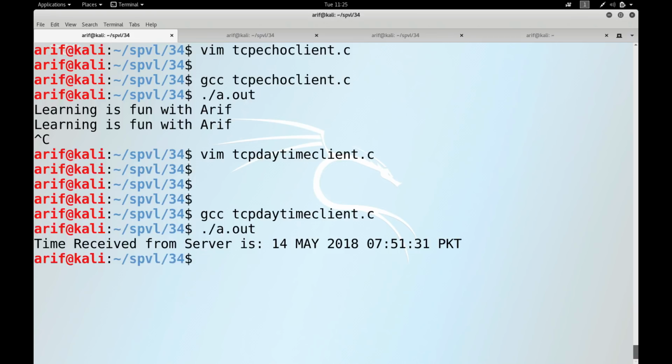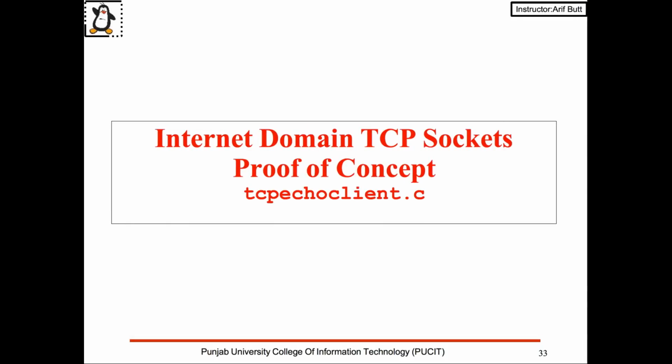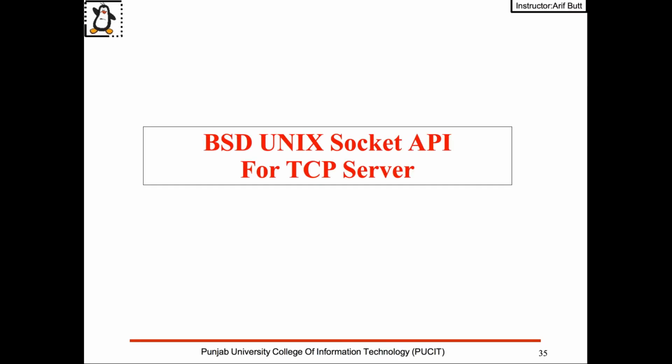Okay, now I think we all know how to write a client program. You can write more client programs of your own. Let us move to the slides and see some more system calls that will enable us to write an internet domain TCP server of our own.